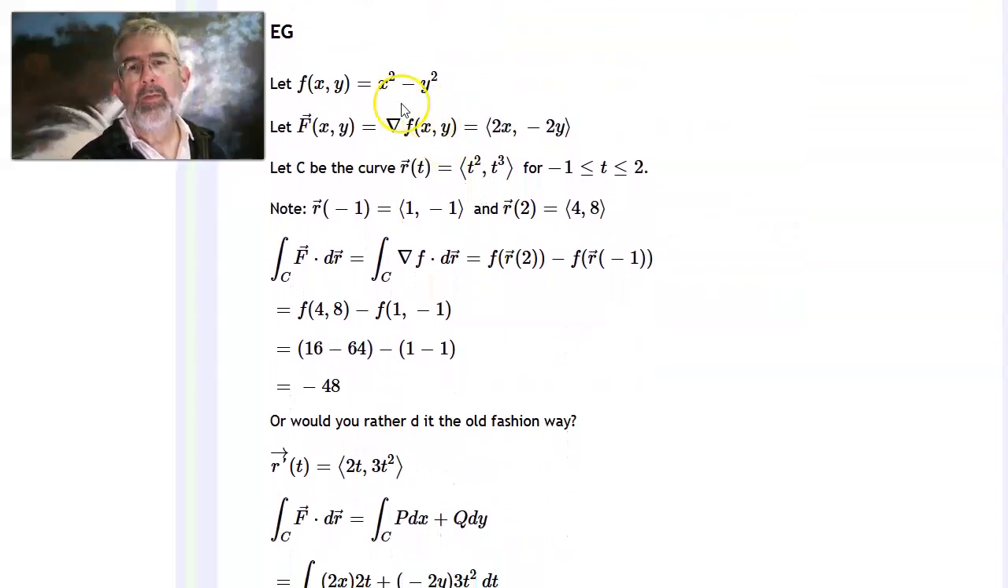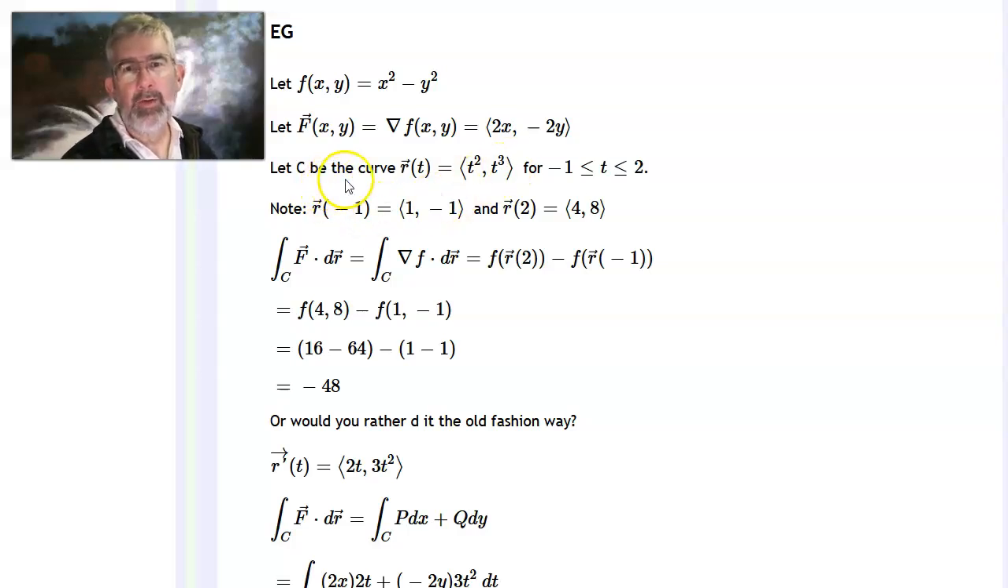So here's my scalar function, x squared minus y squared, and I will take the gradient, calling capital F the gradient of little f. The gradient of little f is first the partial with respect to x, which is 2x, and then the partial with respect to y, which is negative 2y, and so those are the two components of my gradient field.